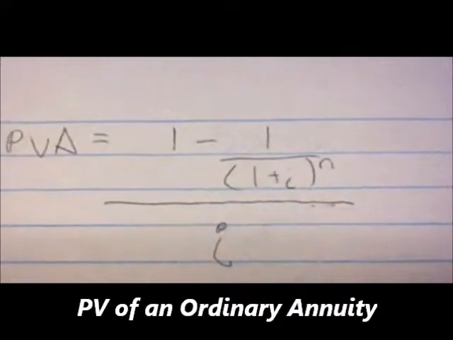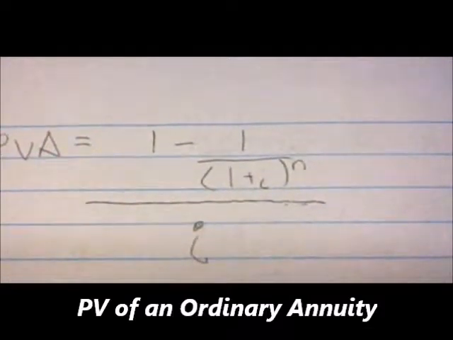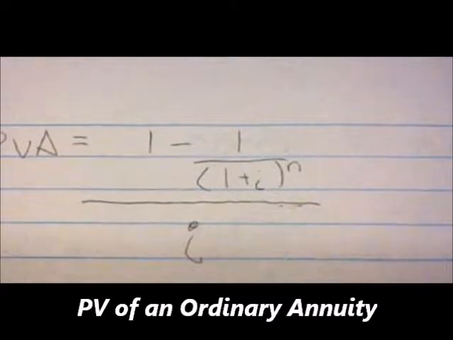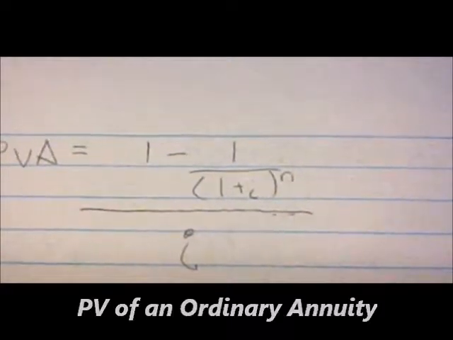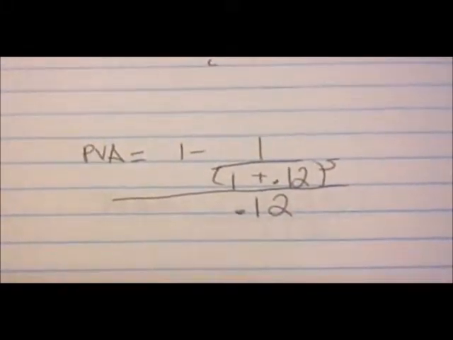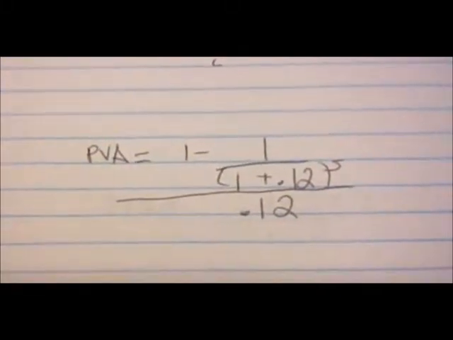That formula is, starting with the numerator, 1 minus the product of 1 over 1 plus I to the nth power. Now the I represents the interest rate, and n represents the number of annual payments. We're going to divide all of that by I, which again represents the interest rate. So now we have plugged in our numbers, 0.12 representing the interest rate, and 5 representing the number of annuity payments.